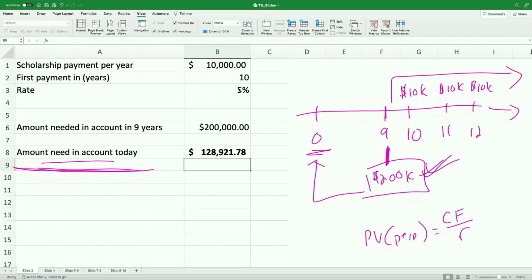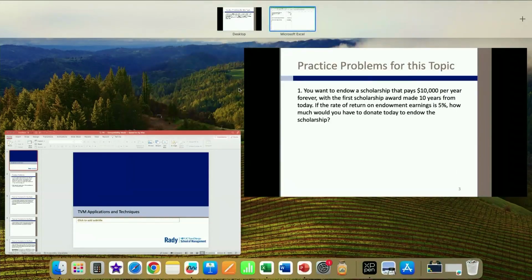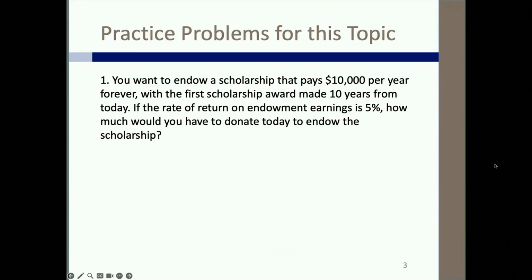$128,921.78. If we donate that money to the university today, and those endowment dollars grow at 5% forever, we'll be able to fund a $10,000 scholarship starting in year 10 and going on forever. Good. Let's go back to the slides and do the next problem.